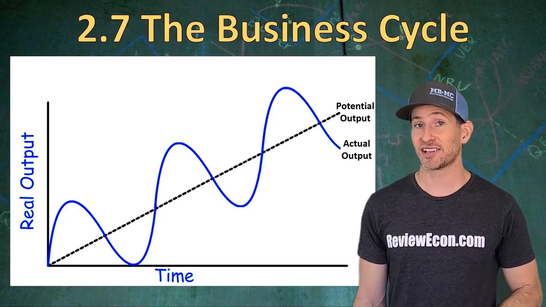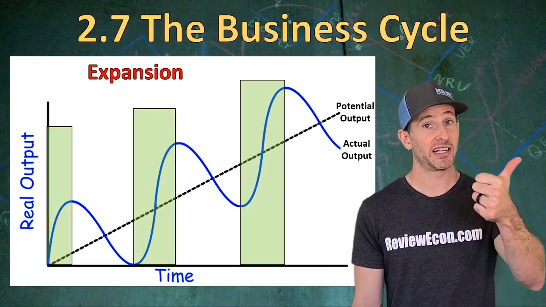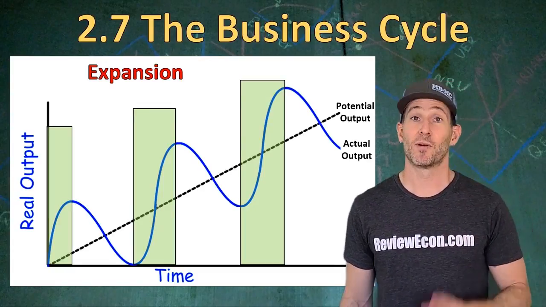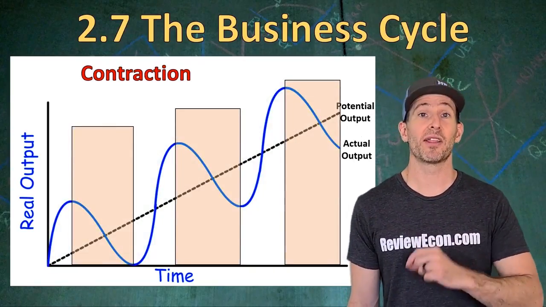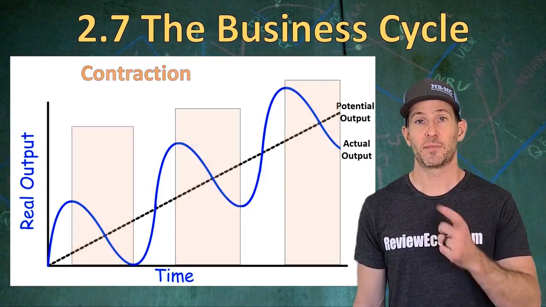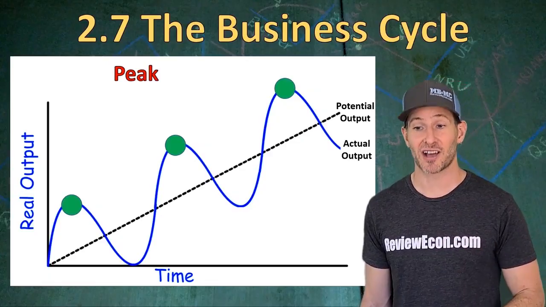We have the expansions. Those are the times where the economy is on the increase, GDP is rising, unemployment is falling, things are pretty good. When the economy declines, GDP is falling, unemployment is rising. We call that a contraction. If it lasts more than 6 months, it's often called a recession. The peaks are the high points. That's where unemployment is low, but inflation is often high.